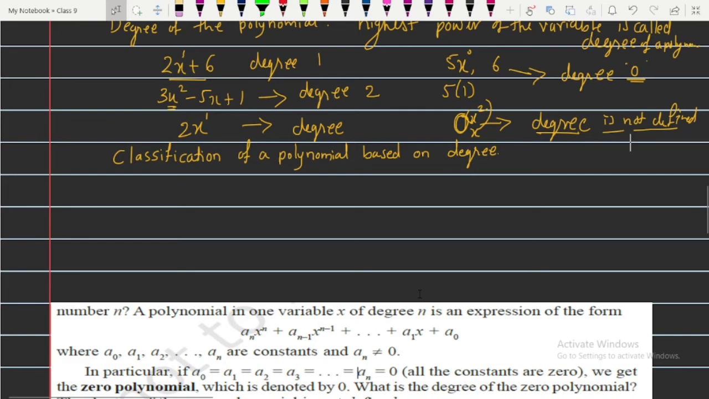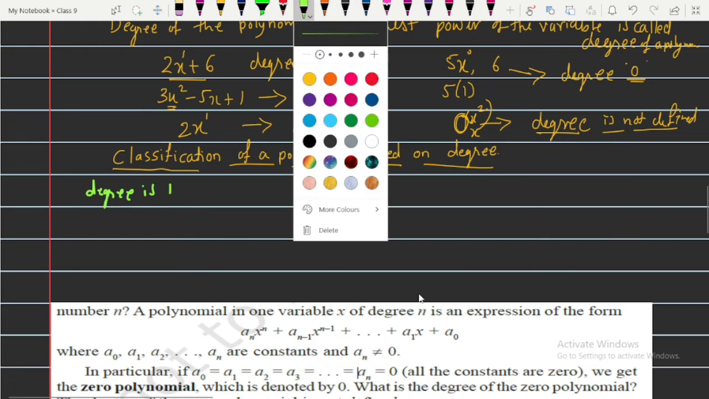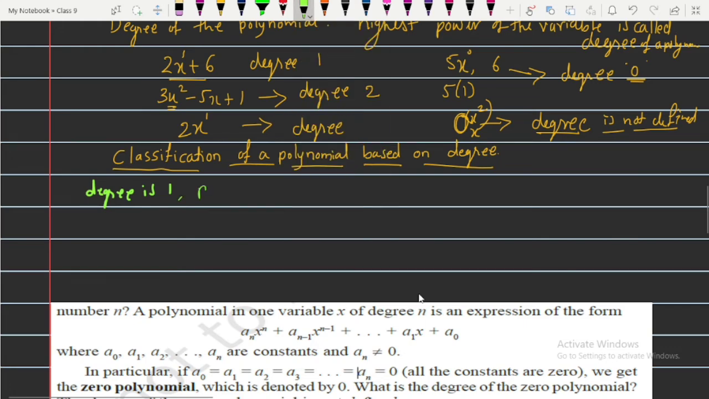Okay, so this is about the degree of a polynomial. Next, we are going to see the classification of polynomials based on degree. We are going to classify the polynomials based on degree. So if the degree is 1, the polynomial is called a linear polynomial.